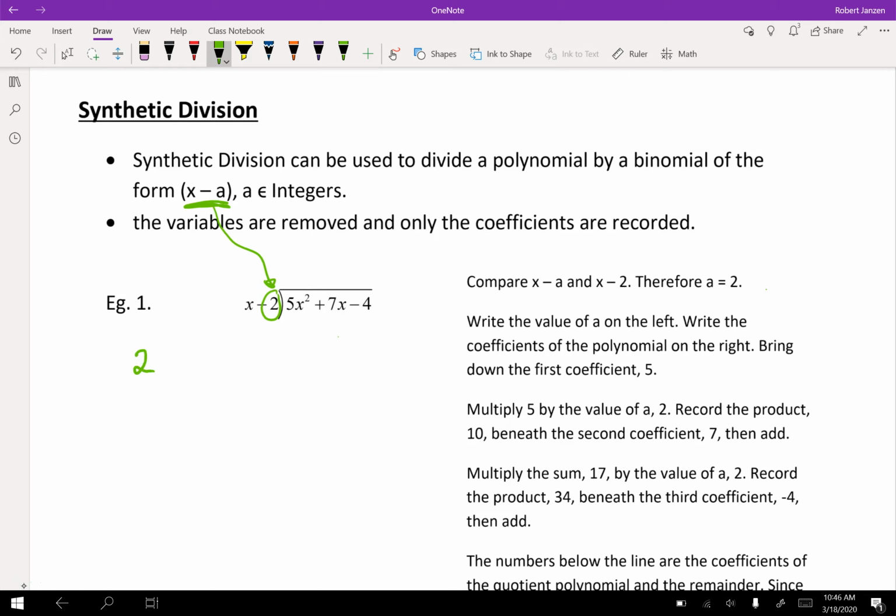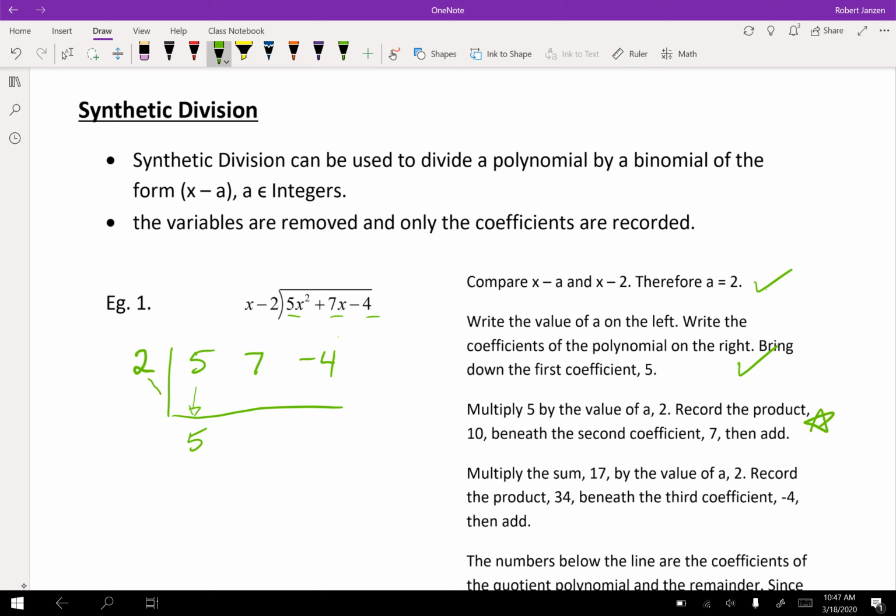And then I'm going to write down the coefficients of this polynomial, remembering the 0 placeholder. In this case, there is no 0 placeholder. I'm just going to write them across the top. Okay, so we've done this step. What I do now, and this is always the first step, is bring down this 5 exactly the way it is. Whatever that number is, it just goes there.